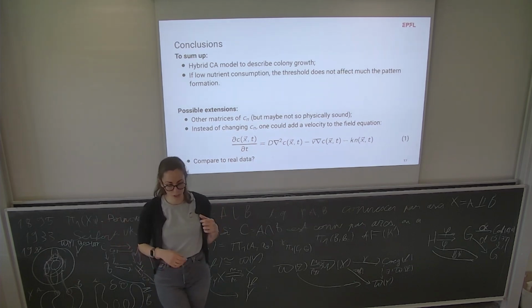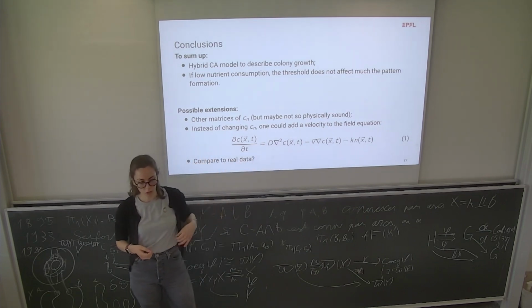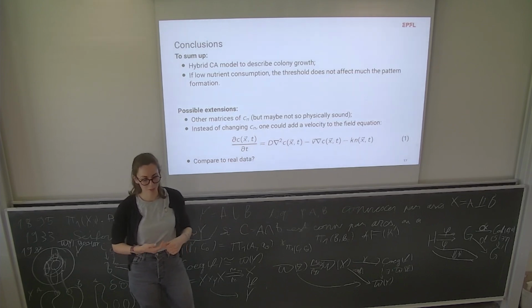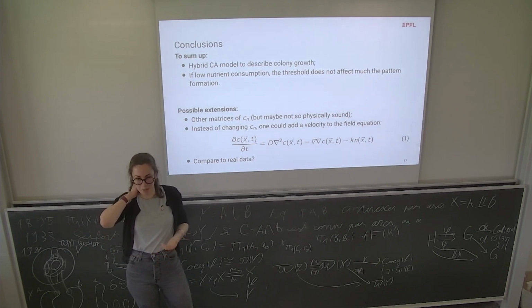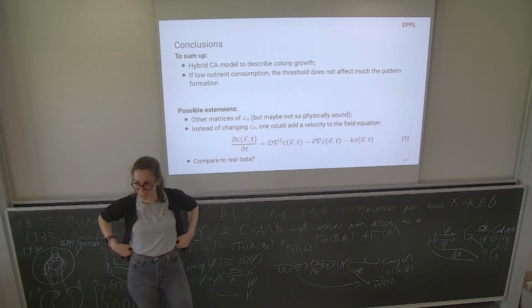And one could also think of, instead of having the simple reaction diffusion equation with only diffusion and nutrient consumption, adding a velocity term, so a flow of the nutrient, and see how this also impacts the growth of the colony. And then, of course, compare to real data. There are many people in biology studying that, so it would be cool to see how it compares to them.